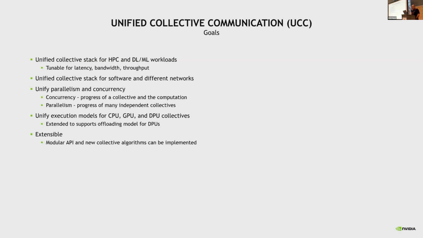It has a unified stack in terms of network support. The stacks that I know of that are currently supported, and I'm sure there are others, I just don't keep up with UCC personally, include InfiniBand, of course, shared memory, and TCP, so you can run it on your laptop and do development on your laptop. And I'm pretty sure it has support for Slingshot, though I forget how they get that.